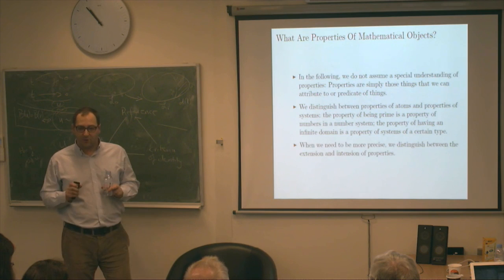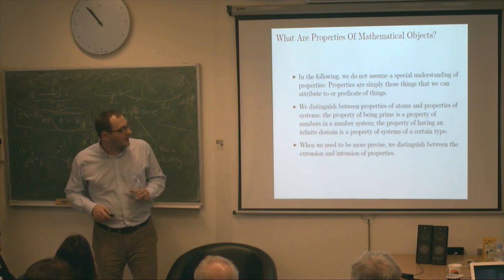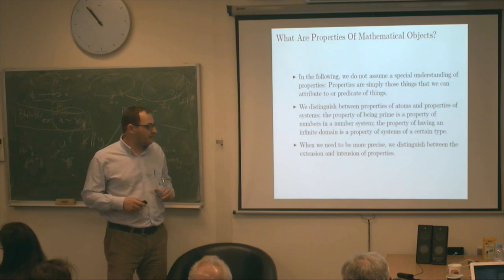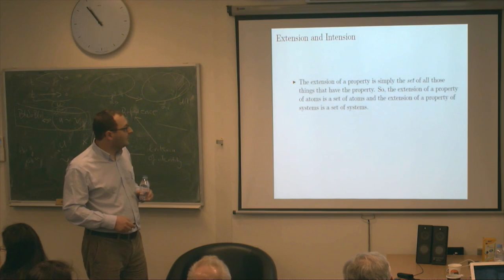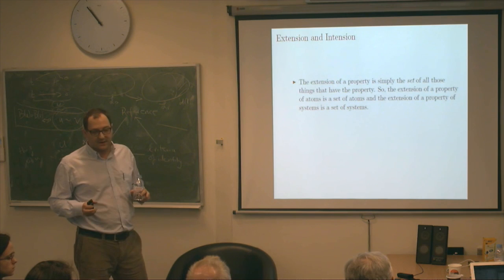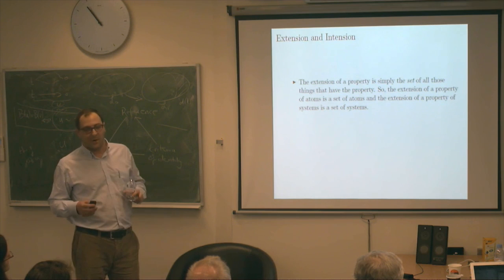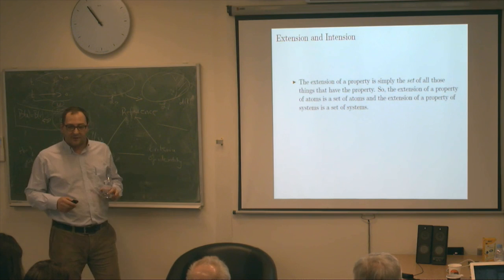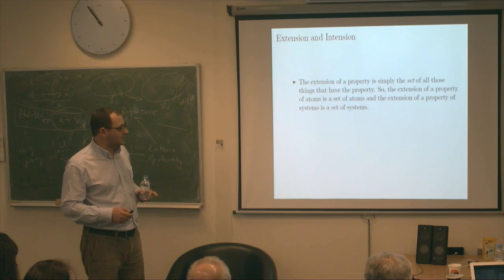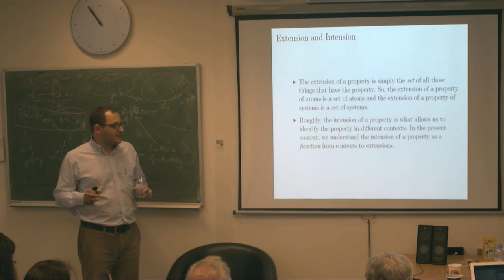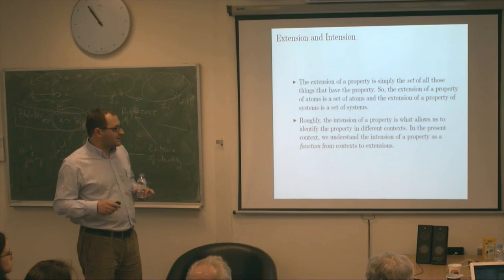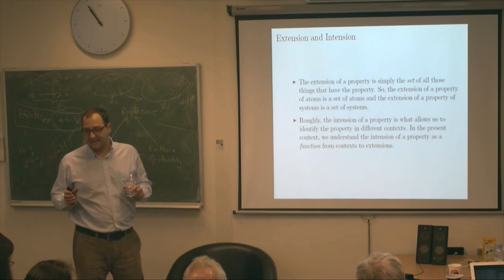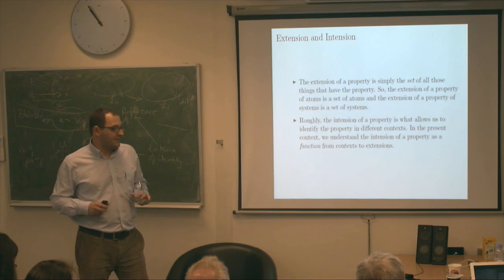If pushed, so when we need to be more precise, we make the distinction between an extension and an intension of properties. As the extension of a property, we simply take the set of all the things that have that property. So the extension of a property of atoms is a set of atoms, and the extension of a property of systems is a set of systems. That's the extensional side. It's a bit more difficult to say what the intension of a property of a mathematical object is or looks like. Roughly, it's that thing that allows us to identify a property in different contexts. So in the present context, we understand by intension basically a Lewisian understanding. We say that the intension of a property is simply a function from contexts to extensions.